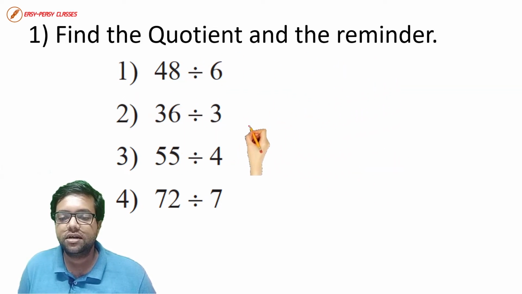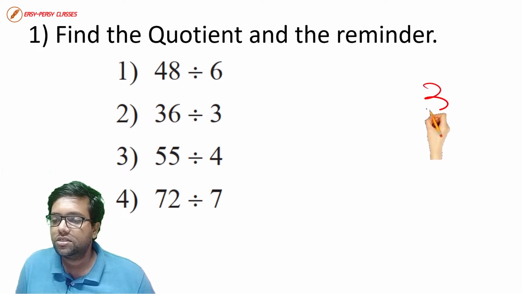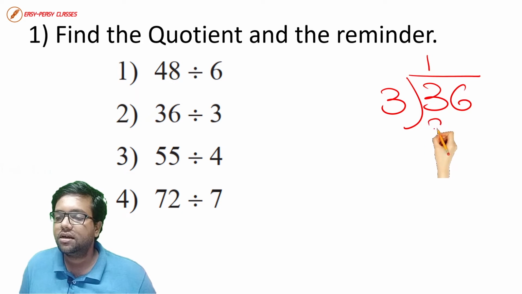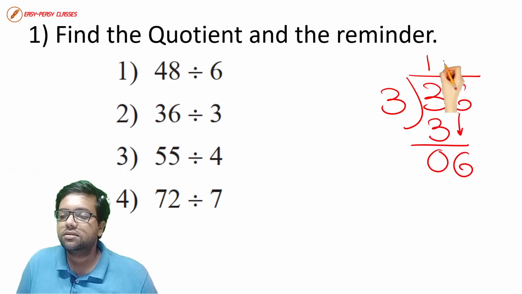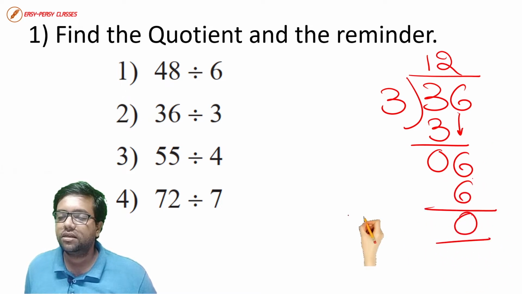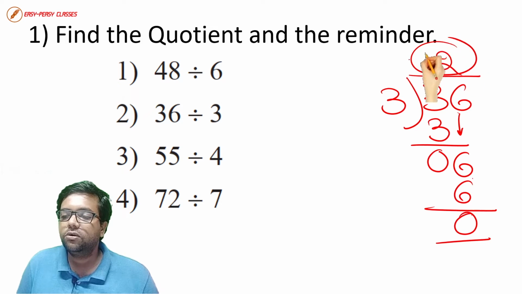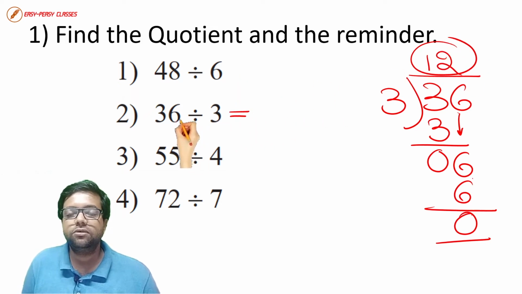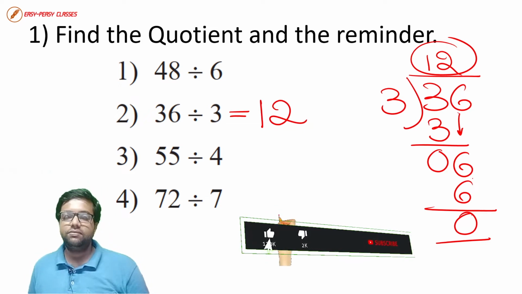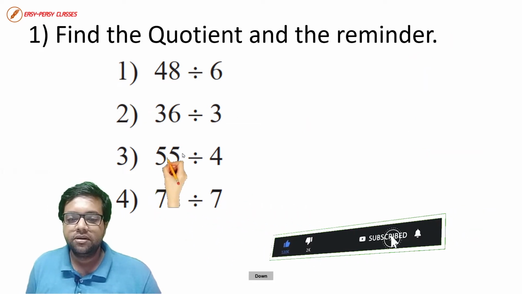The second question is 36 divided by 3. Let's do this. 36 getting divided by 3. 3 ones is 3. You get 0. 6 come down. 6. 3 twos is 6. Okay, now you get the remainder as 0. So, but the quotient is 12. So therefore 36 divided by 3 is 12.